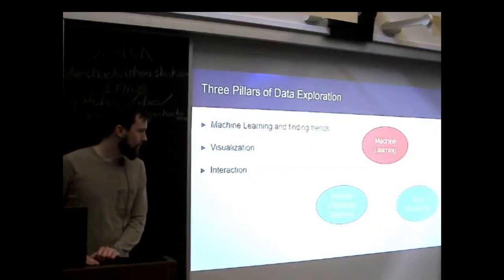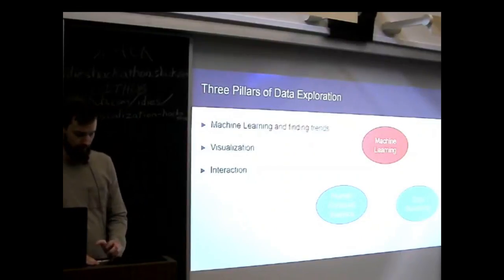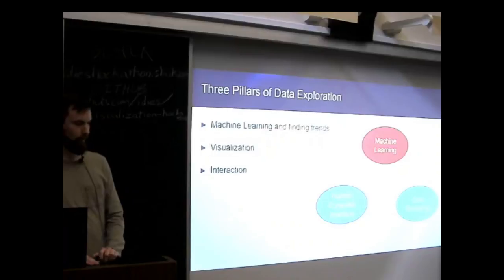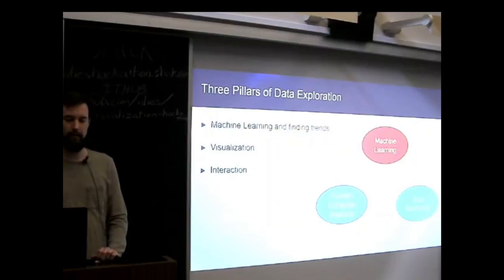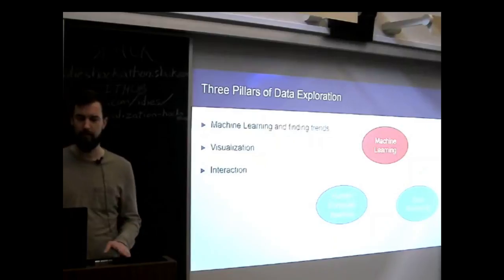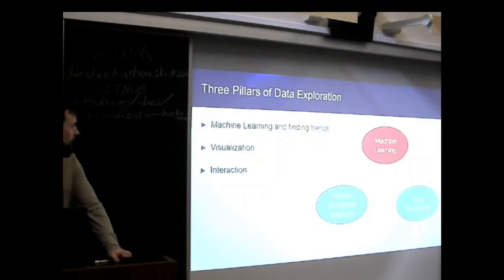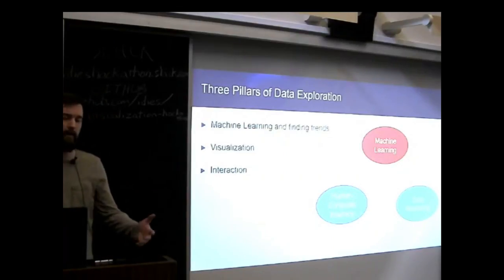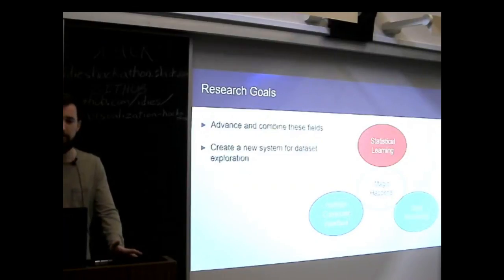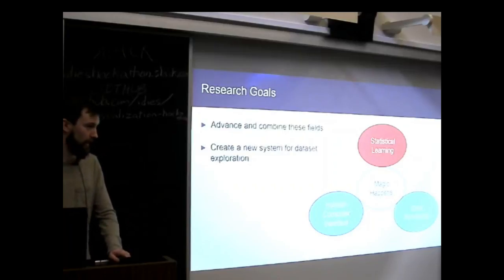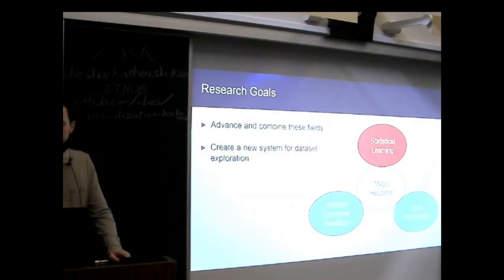My research is in data exploration. I'm working on new ways to interact with data, play with data, render it, and give feedback on data renderings. There's really three pillars to this: the machine learning for finding trends, visualizing those trends, and then interacting with those trends. Bringing them all together is what I'm interested in, a system that speeds up this loop of finding trends in your data and interacting with them.